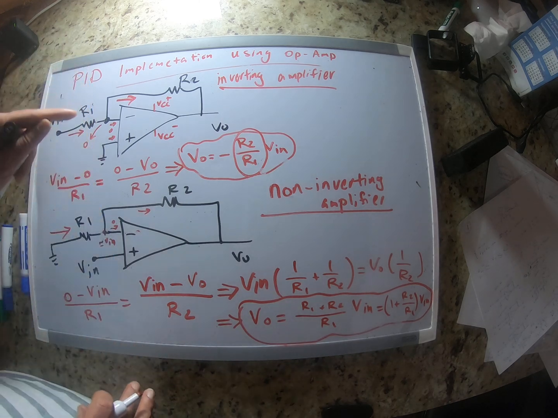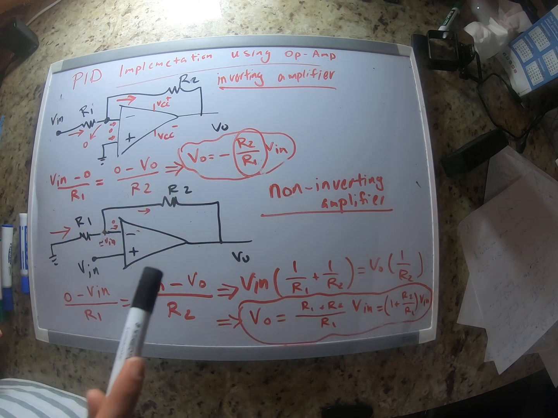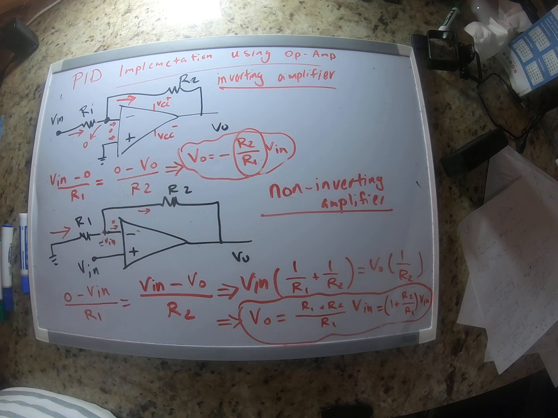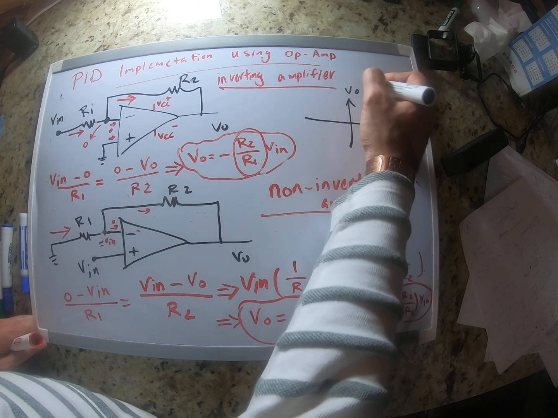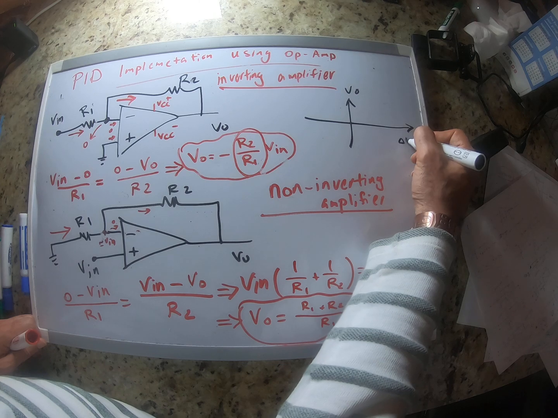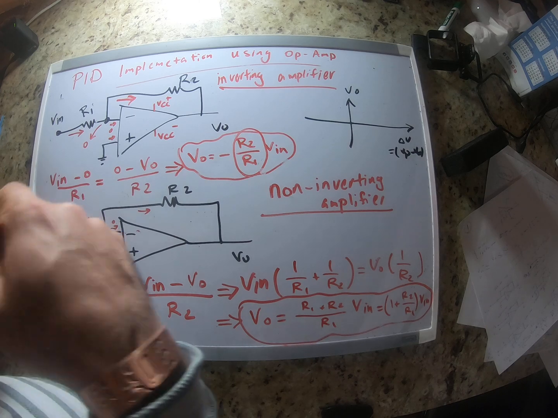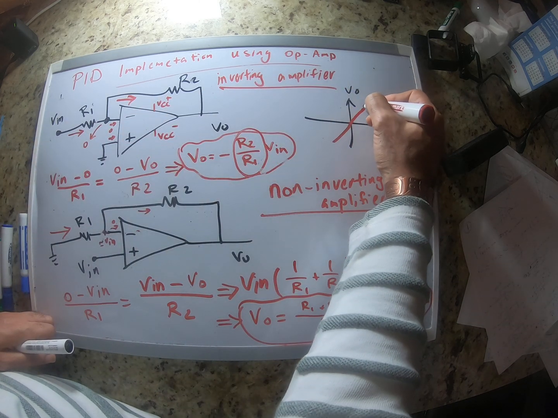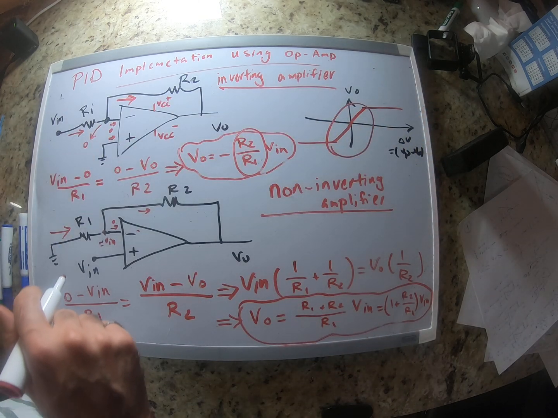So these are inverting and non-inverting amplifier circuits that we made using an op-amp. Again, these are valid as long as we use op-amp in its linear region. What do I mean by linear region? It means something like this. If this is VO and this is delta V, which is V positive minus V negative, VO, this is the linear region, right?